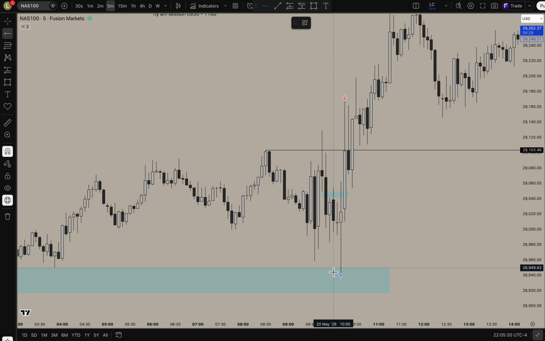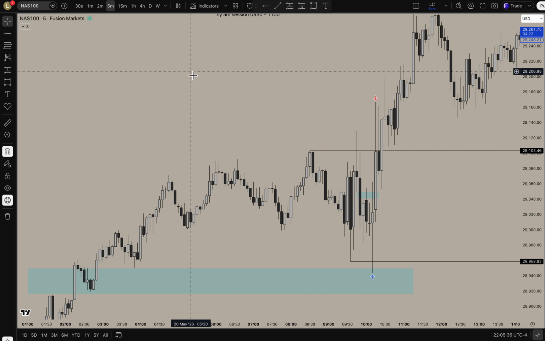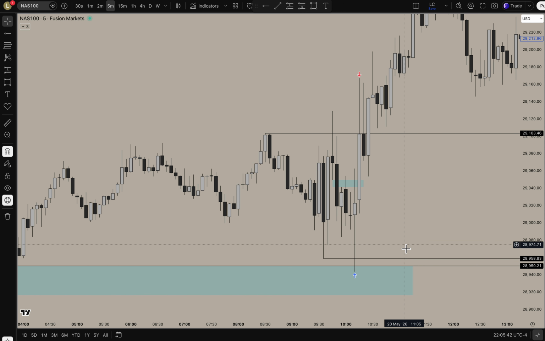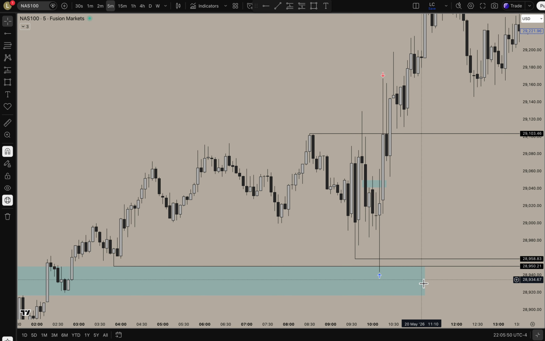So I annotated my liquidity levels, which is here. There's one here at 28,958 and there's another one here at 28,950. So these two are crucial levels. So basically you can see here at 10:10, price went in, dipped into this 1 hour fair value gap.